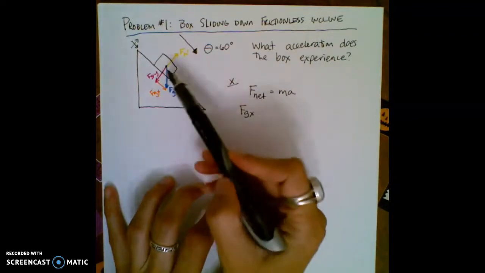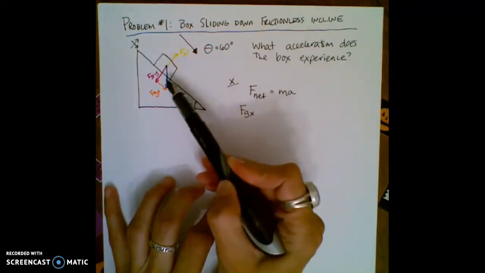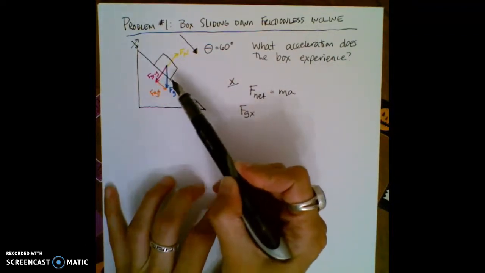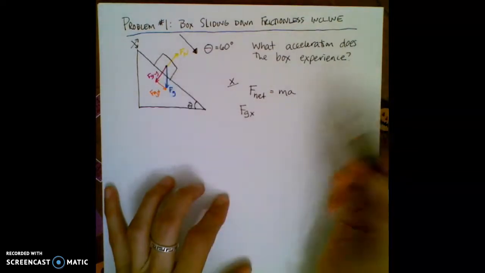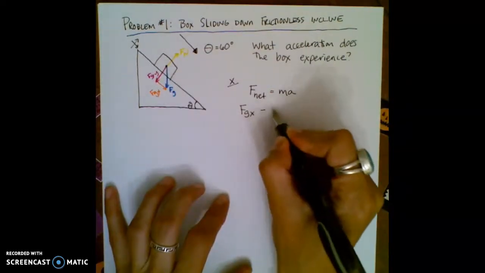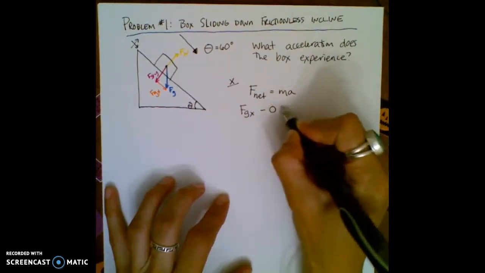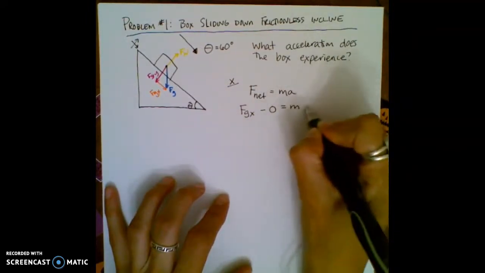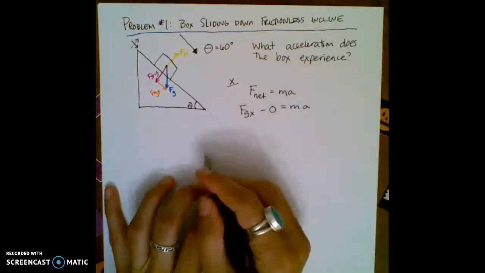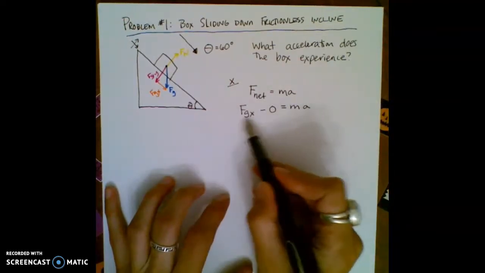And do I have any forces pointed up the incline? Because that would be a hindering force. And that answer is no. So it's just Fgx minus 0. You don't even have to write that, but just for fun. Fgx minus 0 equals the mass of the box times the acceleration. Okay. Now, how do I find Fgx again?